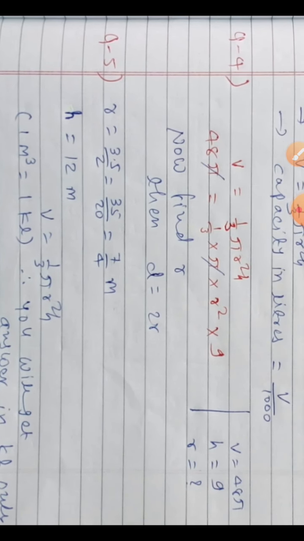Number 4. Volume's formula is used. Now first of all, look at the list given at the right side. Volume 48 pi, H 9, R not given. Okay, means R is asked. After getting R, we can find D. We cannot find the diameter D directly.